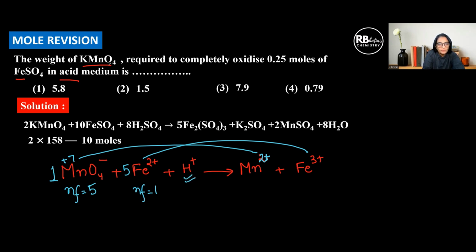So they've asked you the weight of KMnO4 required to completely oxidize 0.25 moles of ferrous sulfate. What are you going to relate? You can just understand that 1 mole of KMnO4 is required for 5 moles of ferrous sulfate, and you can just proceed with the reaction. Here we have a proper complete molecular balanced equation, and this stoichiometry is also 2 and 10. That is a ratio of 1 is to 5. Clear? Now, let us proceed with this.